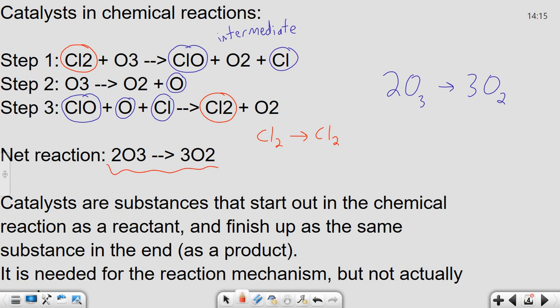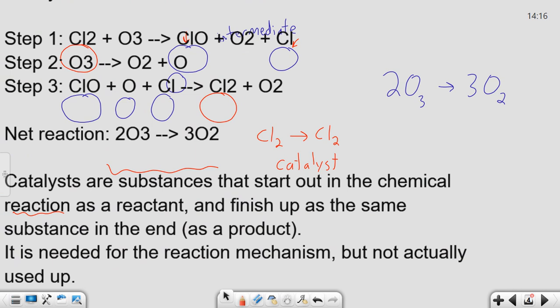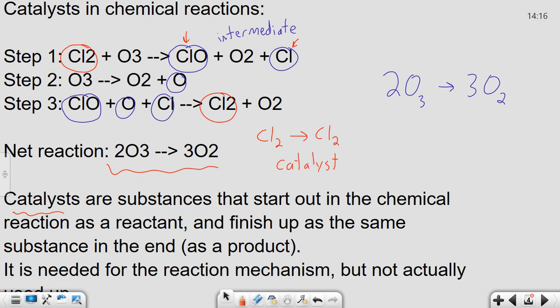But could you do this reaction mechanism without chlorine? Well, obviously not. We couldn't form this or this without chlorine. It's the reason why this reaction can happen. You need chlorine there to make it work. So we call that a catalyst. Catalysts are substances that start out in the chemical reaction as a reactant, and they finish up as the same substance. It's still chlorine gas. So they finish as the same substance in the end as a product. It's needed for the reaction mechanism, but not actually used up.